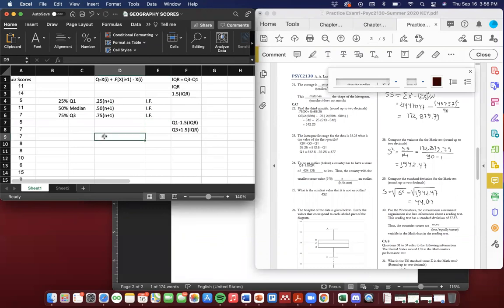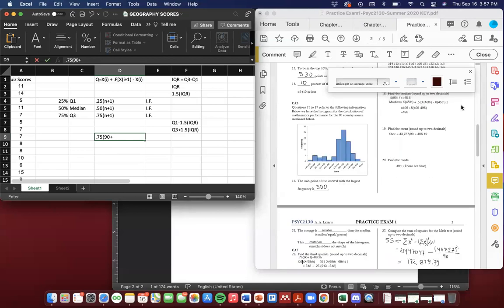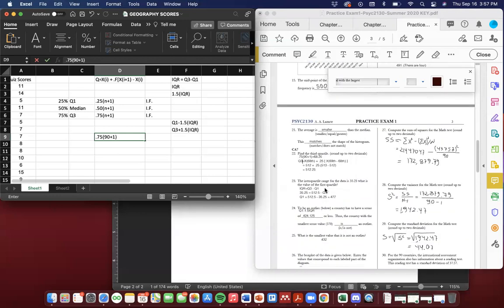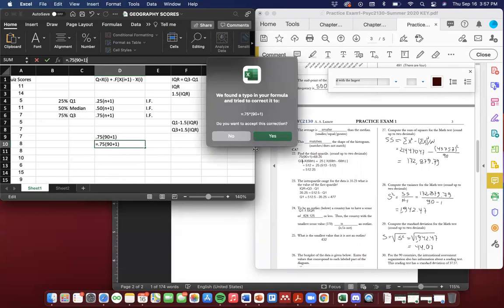So 0.75 n is 90, because there's 90 numbers in the data set. We're going to add 1. That's the formula, so you should write it down in your notes for the exam. I'm just going to do that so that you always know what the number is or what the equation is that I'm doing.